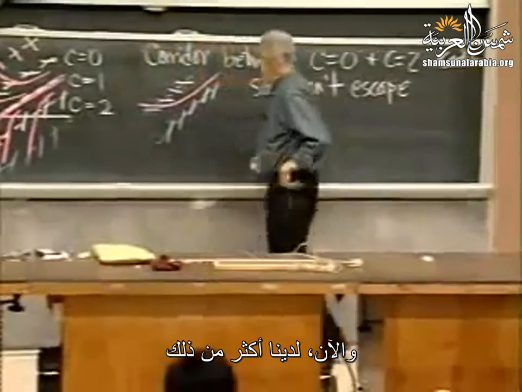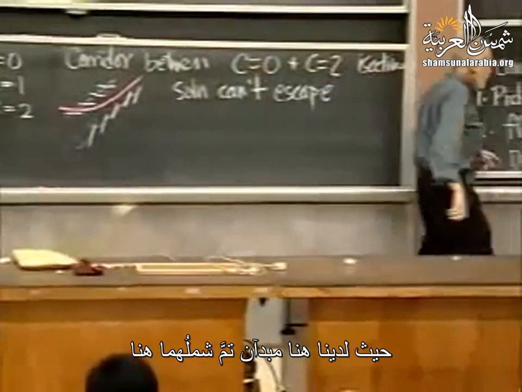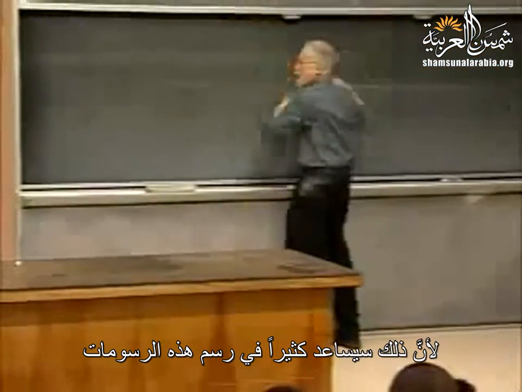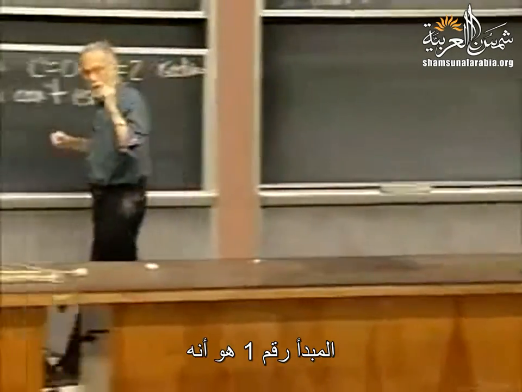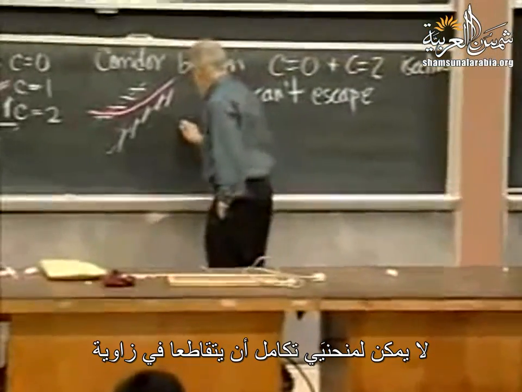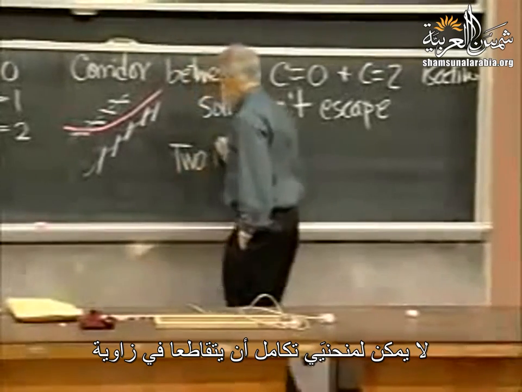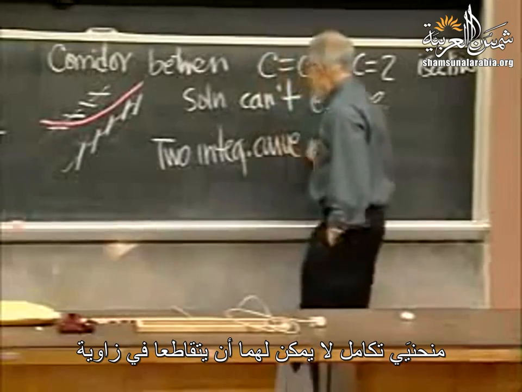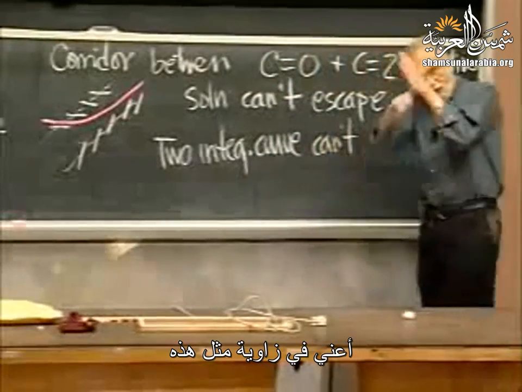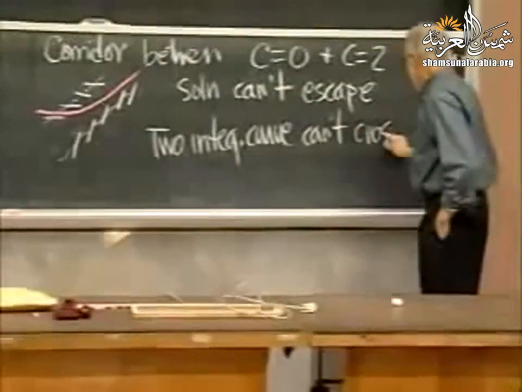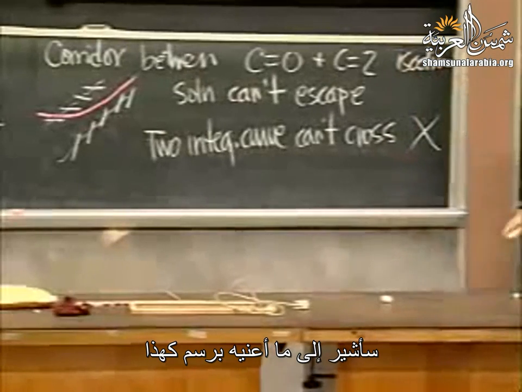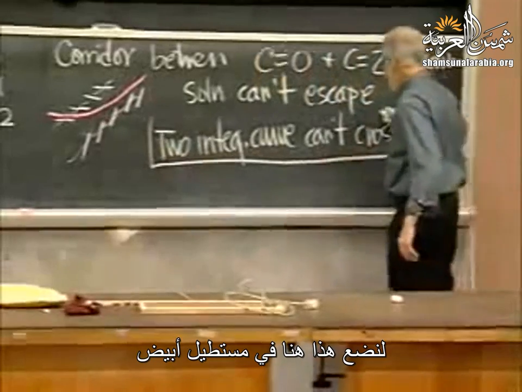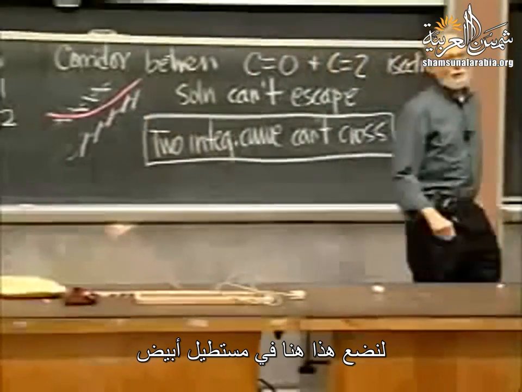Now, there's more to it than that, because there are two principles involved here that you should know that help a lot in drawing these pictures. Principle number one is that two integral curves cannot cross at an angle. I'll indicate what I mean by a picture like that. Now, why not? This is an important principle. Let's put that up in, at least in a white box.